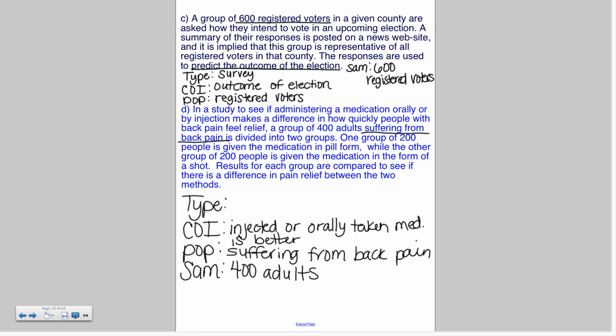All right. They're divided into two groups. One group of 200 is given medicine and pill, while the other 200 are given the injection with a shot, or given the medicine with a shot. Results for each group are compared to see if there's a difference in pain relief between the two methods. So my type, I'm giving a treatment, so it's going to be experimental. Okay, so that's just being able to know what you're asking, what you're wanting to know, that's important.